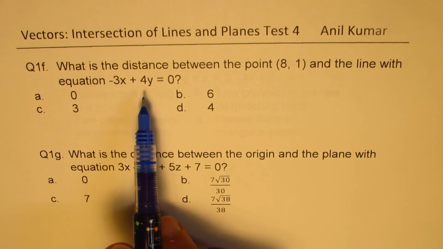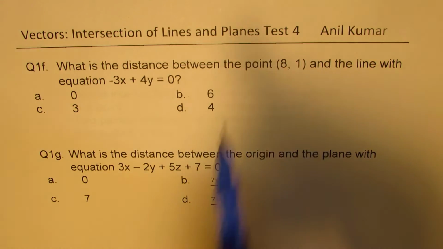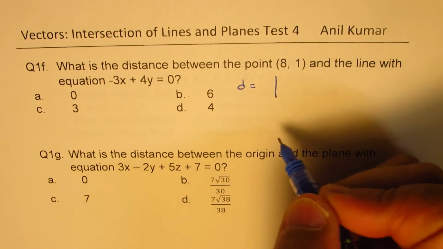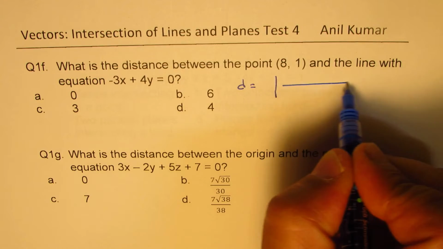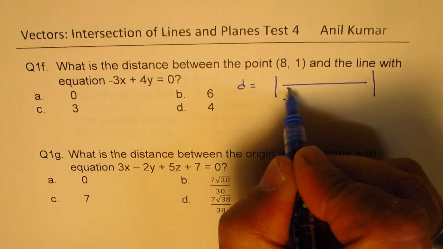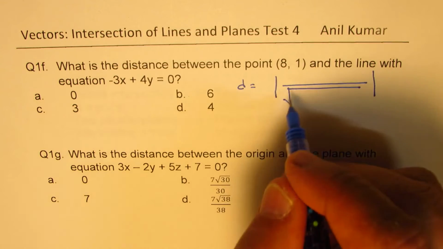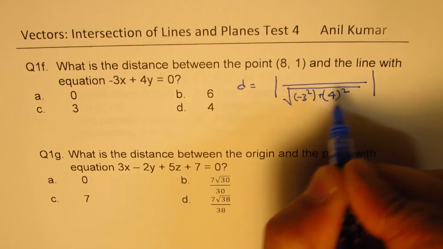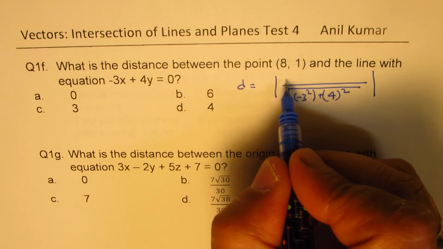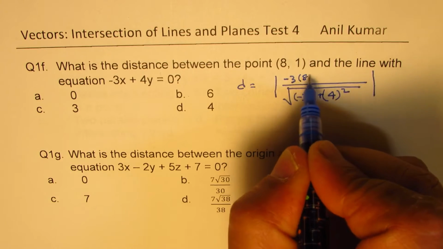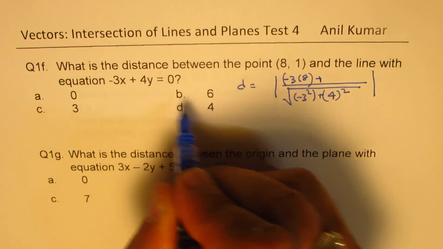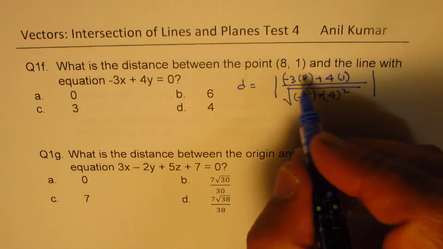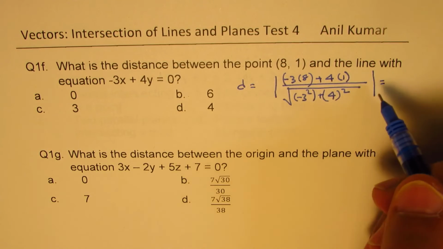Now the equation of the line is given in Cartesian form. So distance you can easily find: the distance is always equal to the absolute value, divided by the square root of the direction vector terms. In this case it will be -3 squared plus 4 squared. And here, substitute 8 here. So we get minus 3 times 8 plus 4 times 1, correct? So that is what you do. You just substitute these values and calculate your answer.